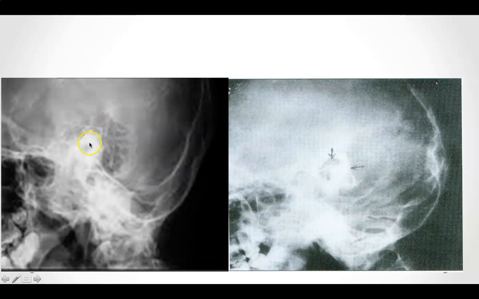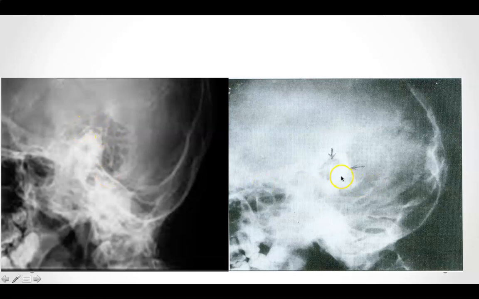This is the external auditory canal. This is the mastoid. This is the dural plate, and this is the tympanic plate. You can see here the mastoid is very pneumatized. It is airy. You can see a lot of honeycomb type of appearance here.